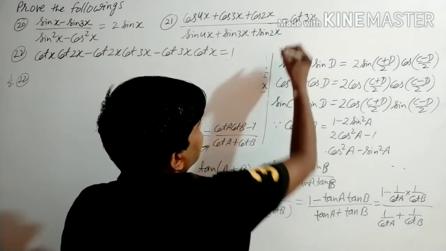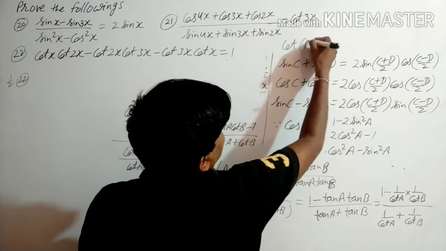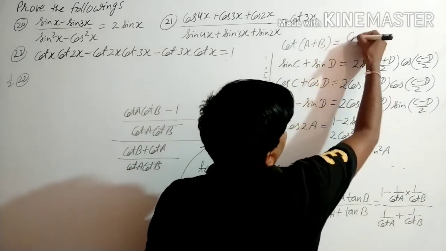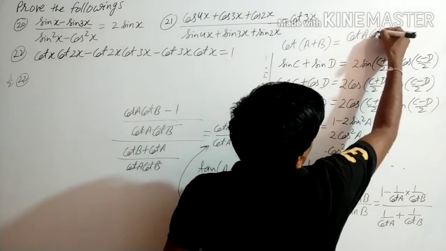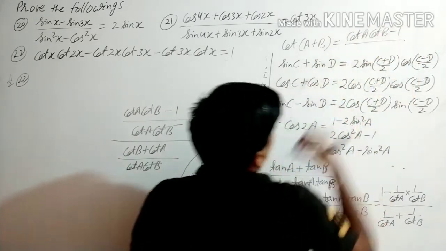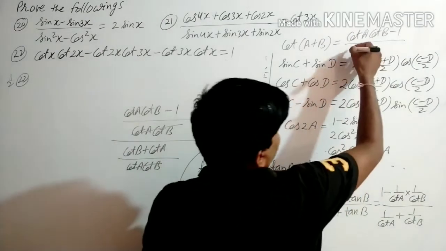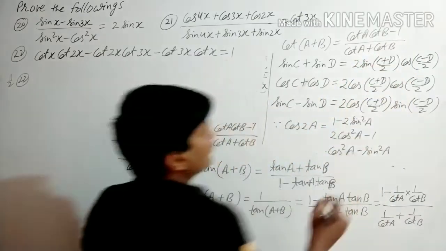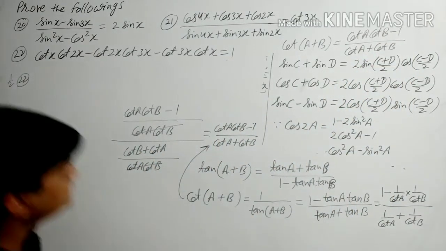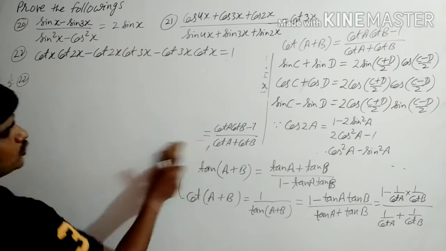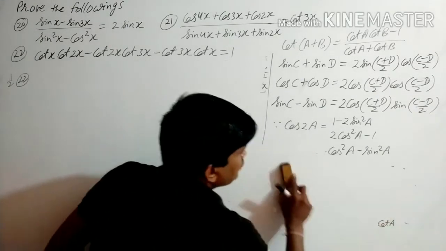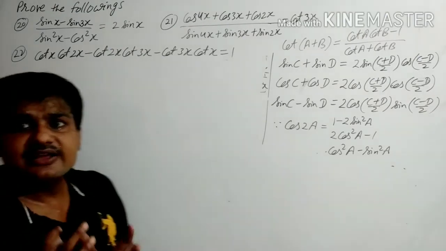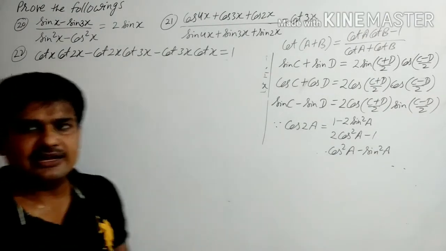So you can write here cot (a plus b) equals to cot a cot b minus 1 upon cot a plus cot b. Okay, cot a plus cot b. So now we will use this identity to prove the question number 22. So what we have to do, break the highest angle into similar smaller angles.